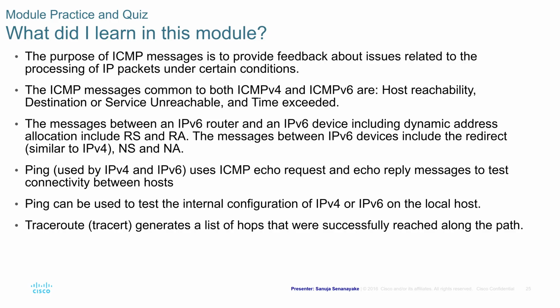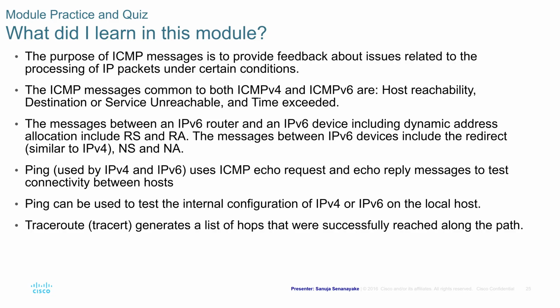In this module, we learned that the purpose of ICMP messages is to provide feedback about issues related to the processing of IP packets under certain conditions. We learned the ICMP messages common to both ICMP version 4 and version 6 include host reachability, destination or service unreachability, and time exceeded. We also learned the messages between an IPv6 router and an IPv6 device include dynamic address allocation, which has the RS and RA messages. And the messages between IPv6 devices include the redirect, which is similar to IPv4, and the NS and NA messages.